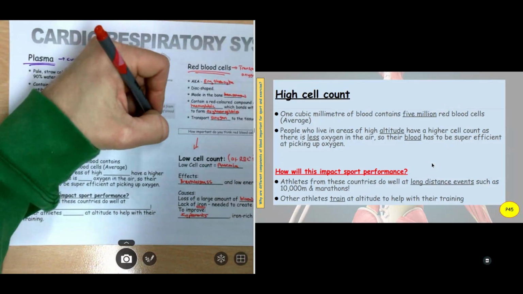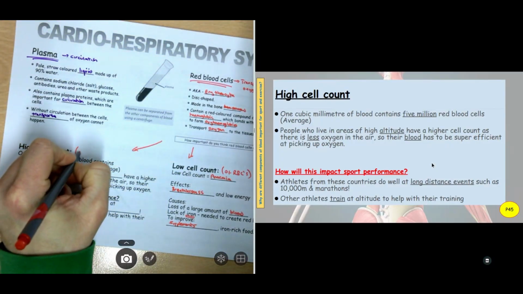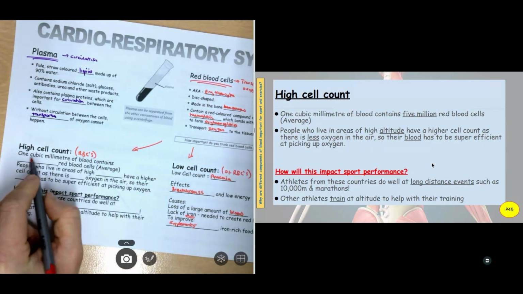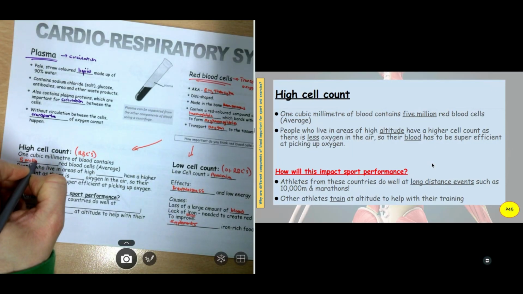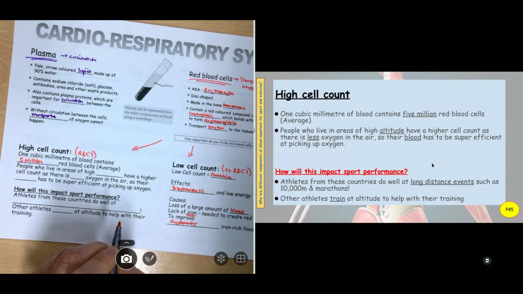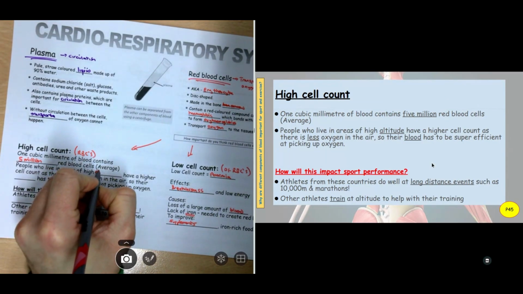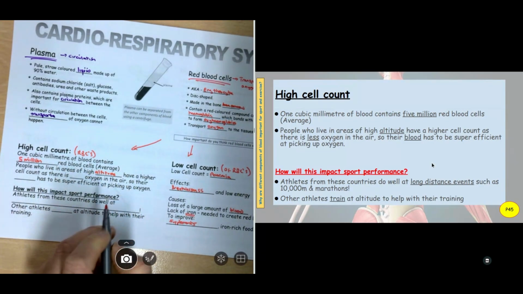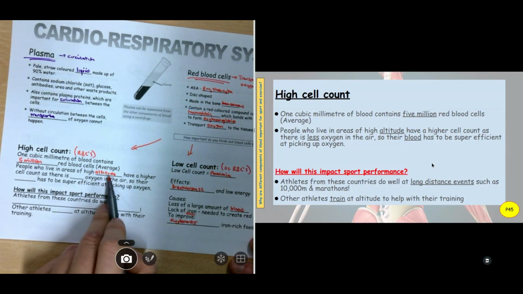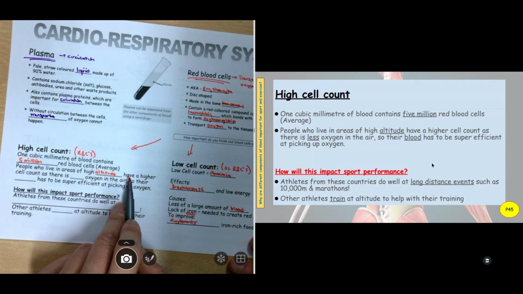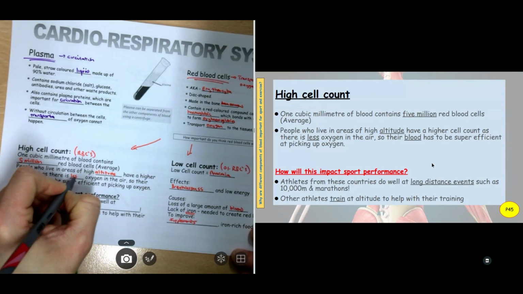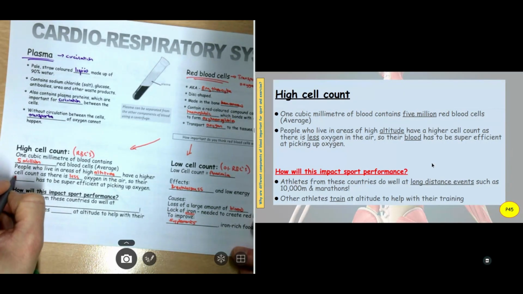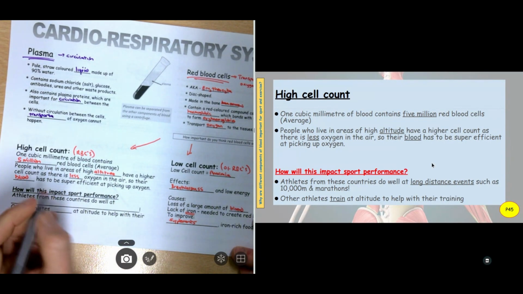If you've got a high cell count of red blood cells, 1 cubic millimetre of blood contains about 5 million red blood cells on average. People who live in areas of high altitude, so if you live in mountain regions where you're high up above sea level, you're around that most of the time, you have a higher cell count of red blood cells because there is less oxygen in the air. So their blood has to be super efficient at picking it up.